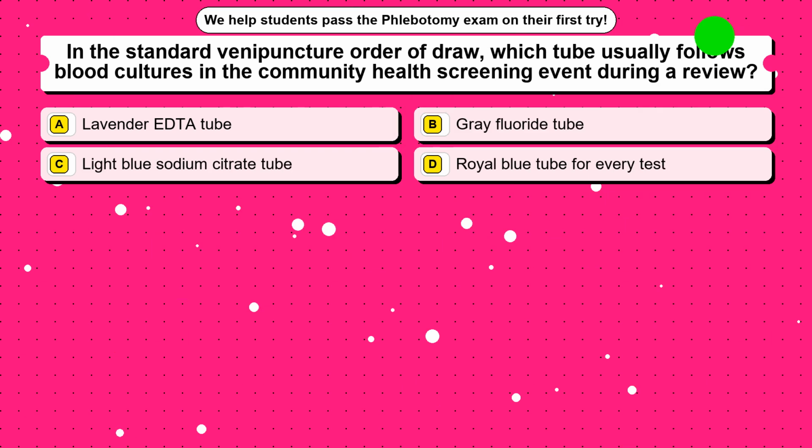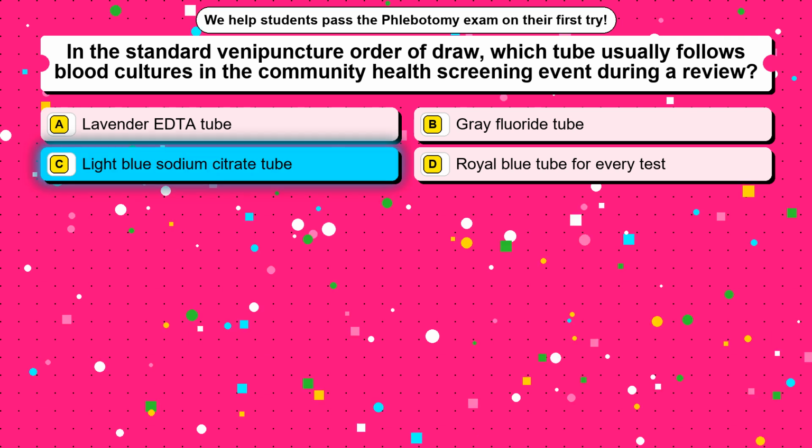Question 42. In the standard venipuncture order of draw, which tube usually follows blood cultures in the community health screening event during a review? Option A. Lavender EDTA tube. Option B. Gray fluoride tube. Option C. Light blue sodium citrate tube. Option D. Royal blue tube for every test.